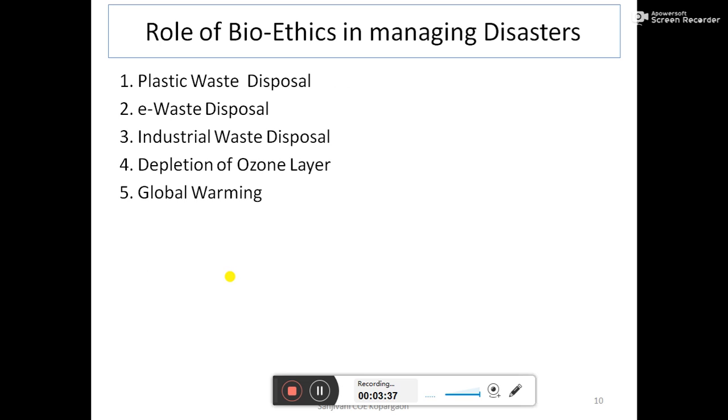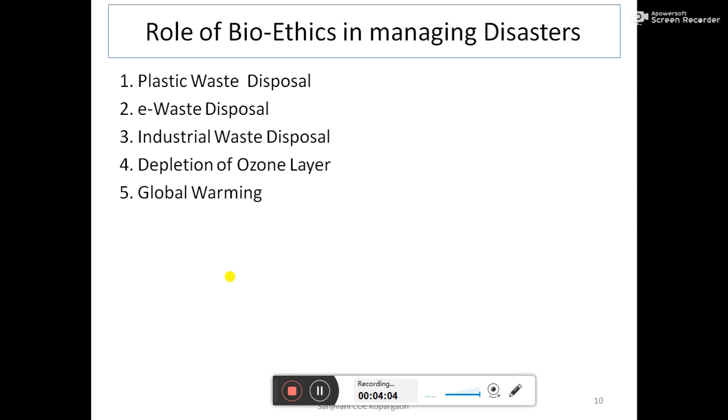Role of bioethics in managing disasters. In order to manage disasters, what is the role of bioethics? Plastic waste disposal, e-waste disposal, industrial waste disposal, depletion of the ozone layer, global warming. These are the various points related to disaster management.